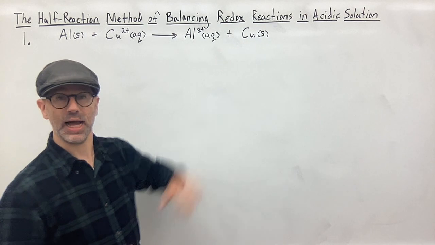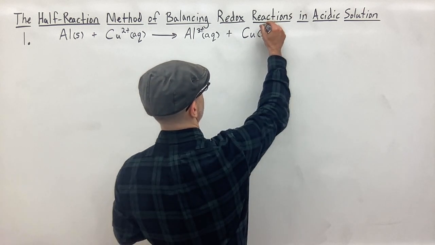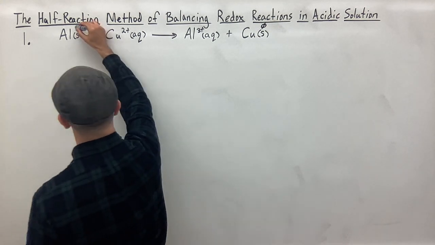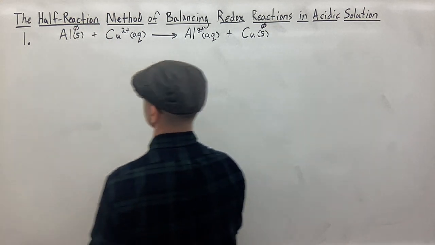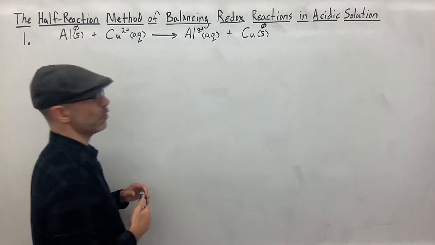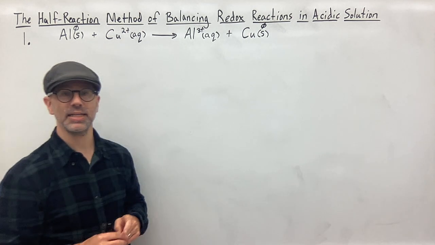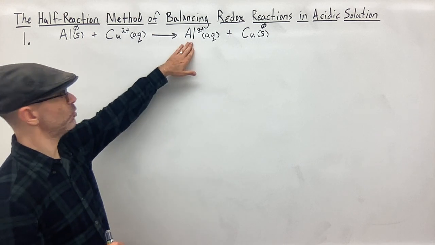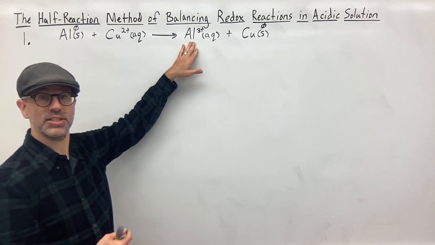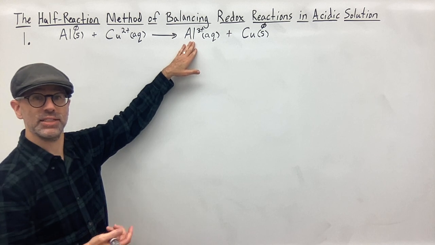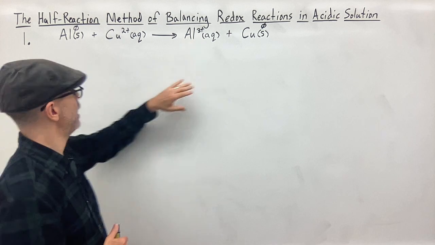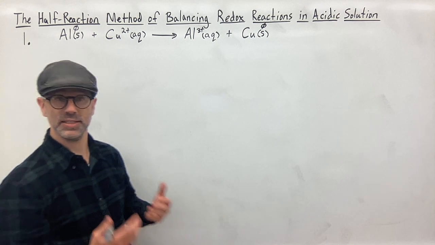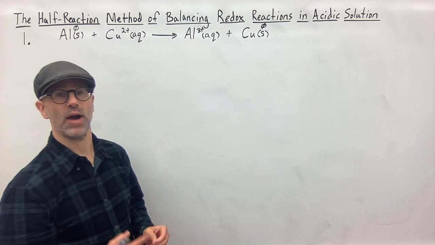So copper solid is in its standard state, so that's going to have a 0 oxidation state. Same with aluminum, that's also going to have 0 for its oxidation state. And then for monatomic ions, the oxidation state is the charge on the ion. So here we have aluminum 3 plus, so the oxidation state for this aluminum atom is the charge, 3 plus. And for copper, the oxidation state is 2 plus, because that's the charge on the copper ion.